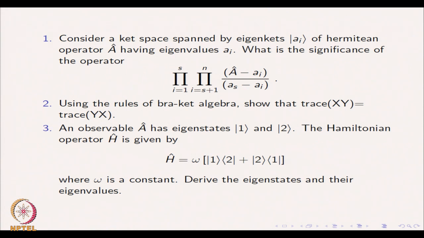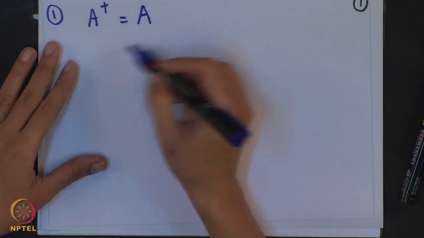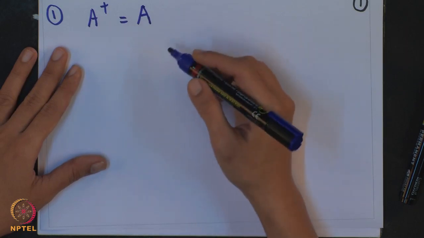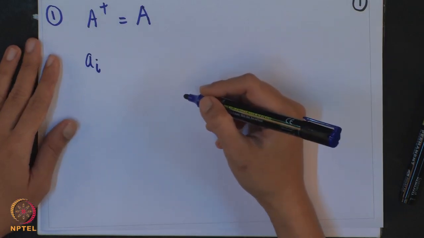So, in the first problem, you consider a ket space spanned by the eigenkets |a_i> of a Hermitian operator A. So, operator A is Hermitian. We know what a Hermitian operator is: A dagger is equal to A. Remember this, we have seen it before, but just to stress, I am writing it here, and we will be using this property if required. The next thing is that this Hermitian operator has eigenvalues a_i. So, a_i is the eigenvalue of this operator.